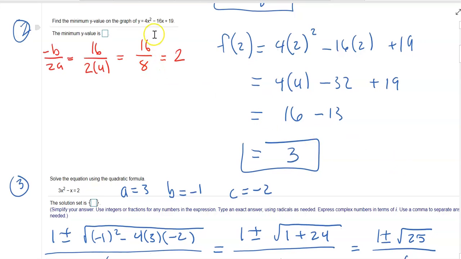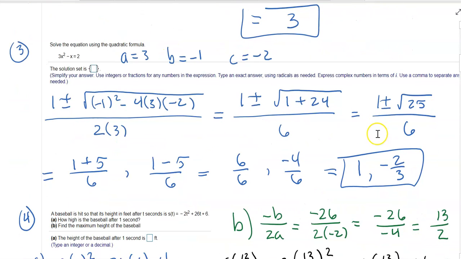All right, so we'll look at our b value, which was negative 16, so it becomes positive 16. Our a value is 4, so we end up getting a whole number here. That is our h. We plug it in to find our k. Voila.